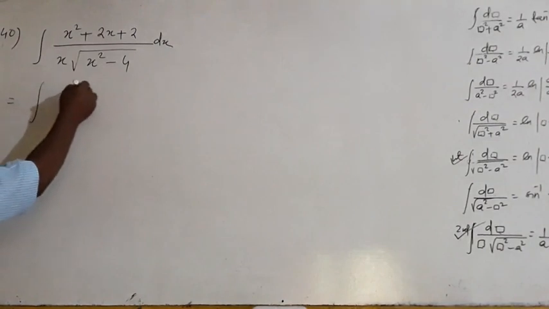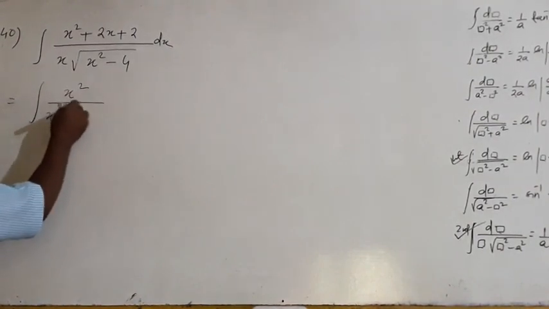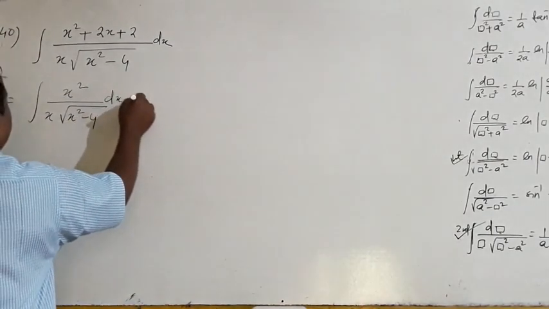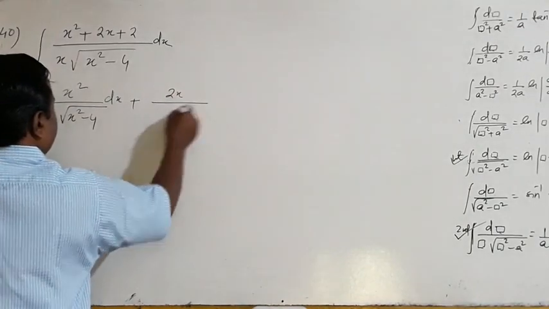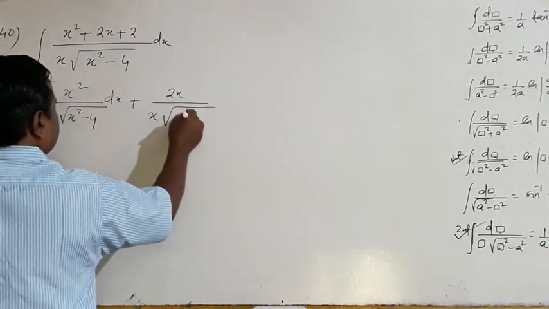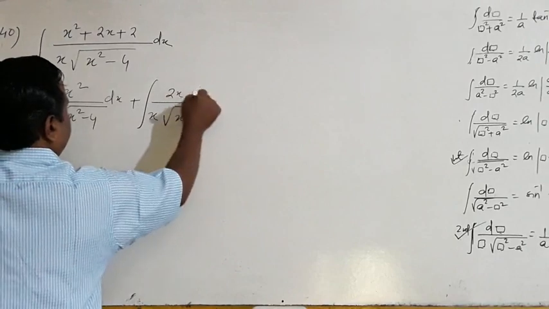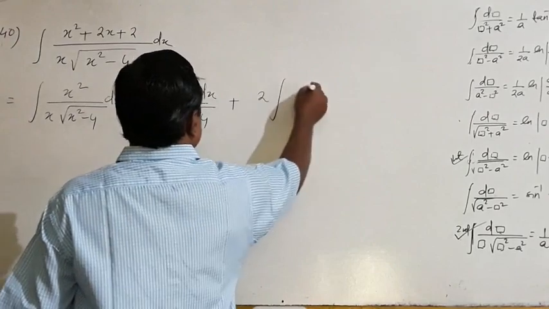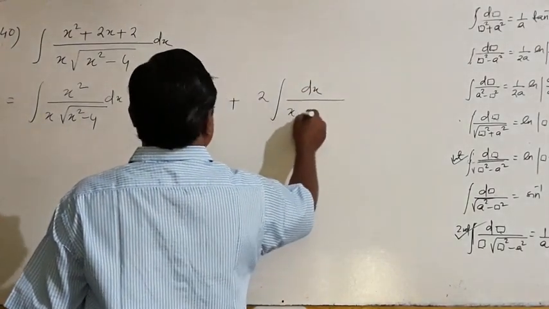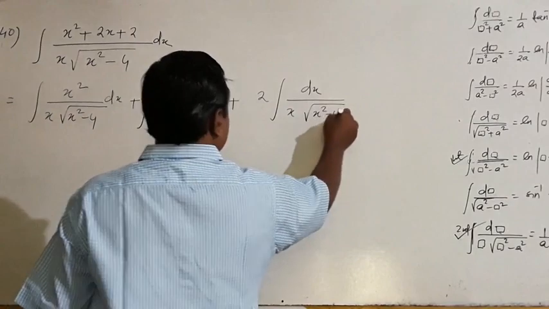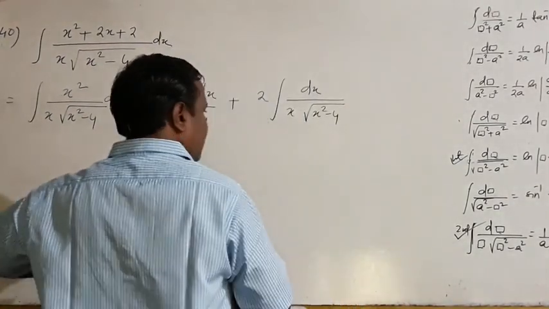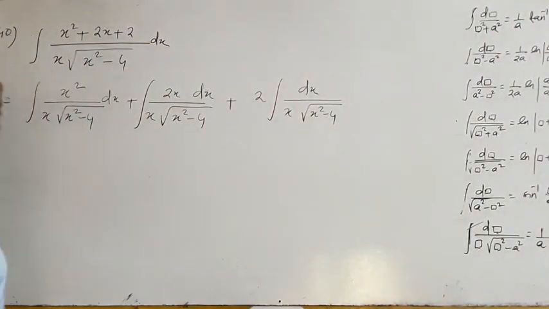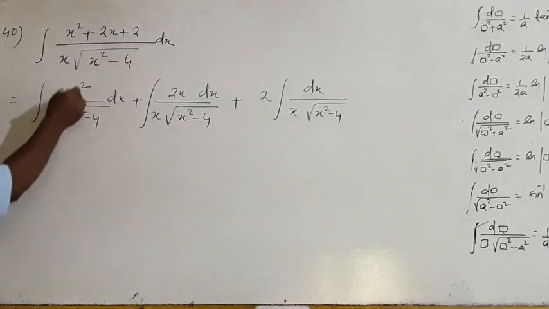Separate x square by x square minus 4, one part, dx, plus 2x, x root over of x square minus 4, dx, plus 2 dx by x root over of x square minus 4. Okay, how many formulas will be applicable to this problem? Look properly. You got it.